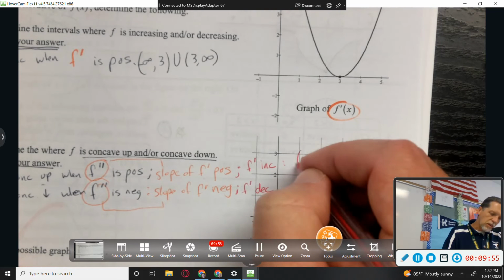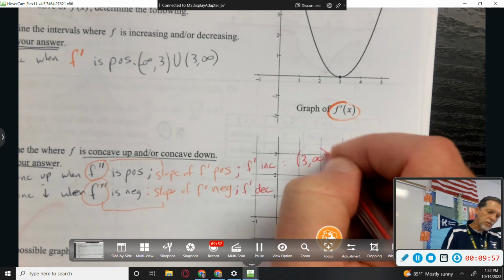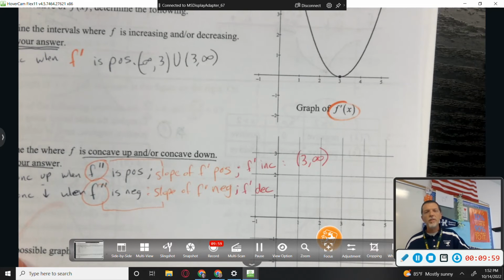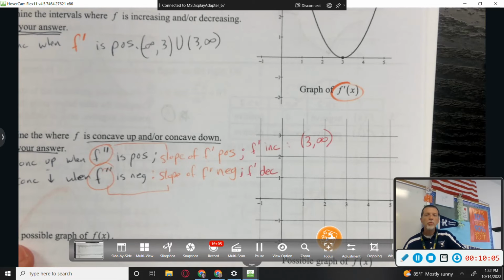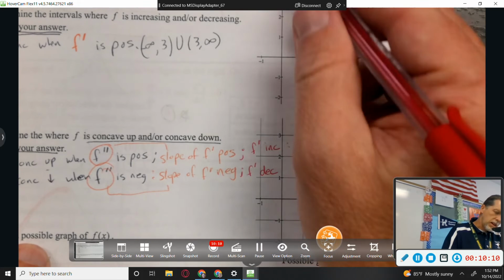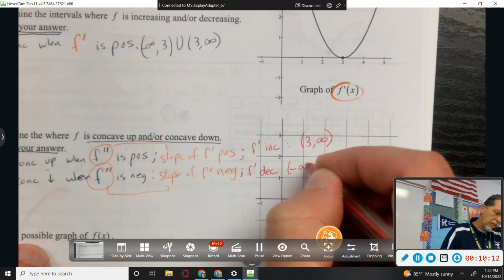Yeah, 3 to infinity. And I probably don't want to include 3 because I don't really know what's going on at 3. So I'm going to leave that as an open parenthesis as opposed to a bracket, because you don't want to be wrong. It's decreasing up to there, so negative infinity to 3.